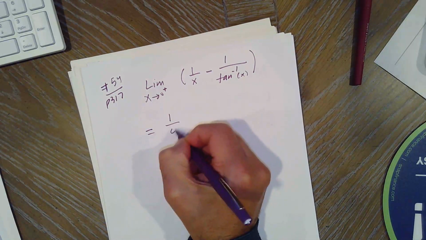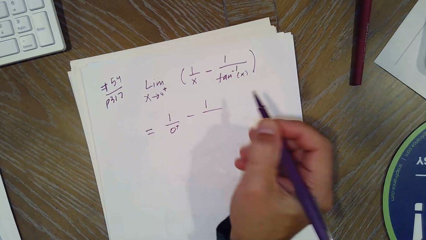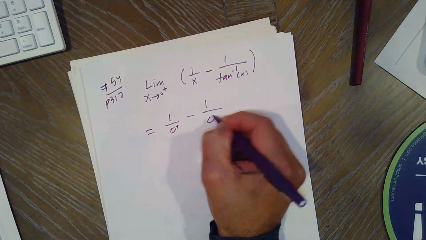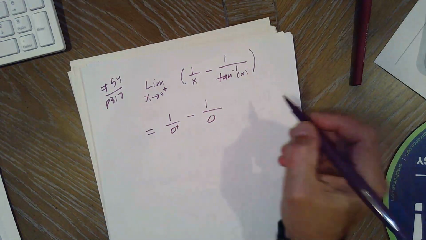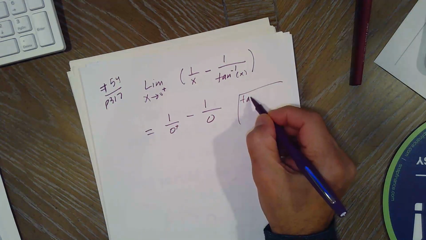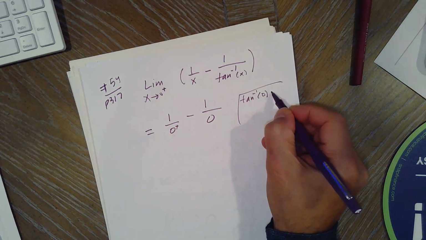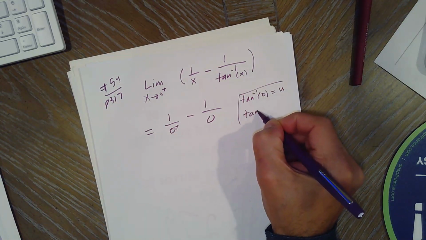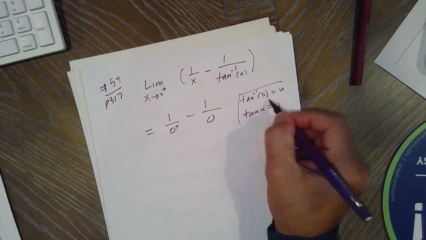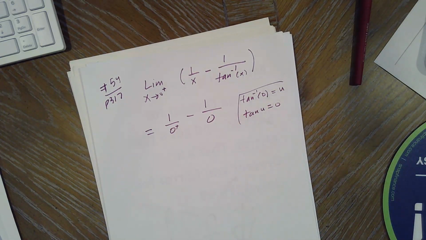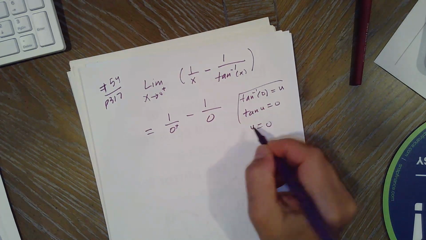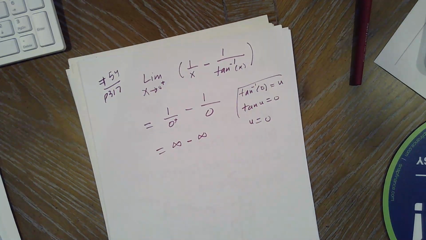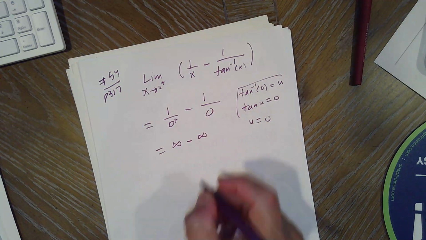So it's 1 over 0 minus 1 over tangent inverse of x is also 0. How? Because tangent inverse of 0, if we let this equal u, then tangent u equals 0, and you're looking only from negative pi over 2 to pi over 2, so u has to be 0. That's where this came from. So you get infinity minus infinity. Okay, and that's why it's indeterminate.